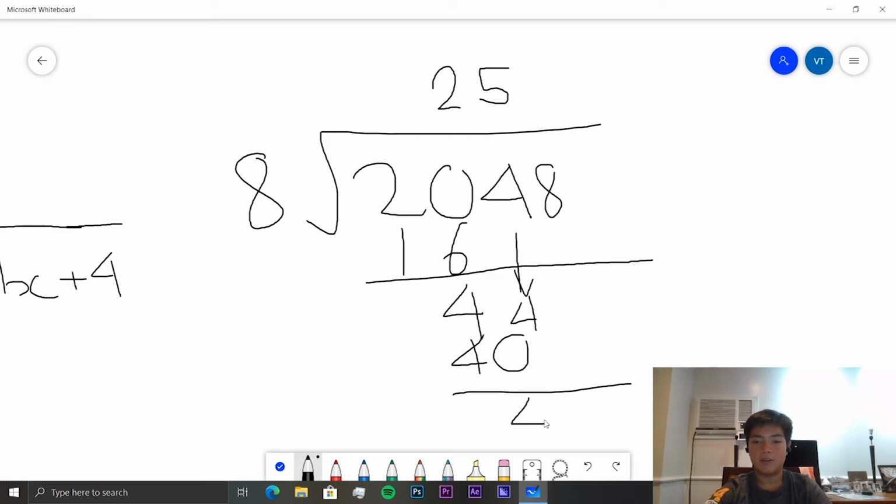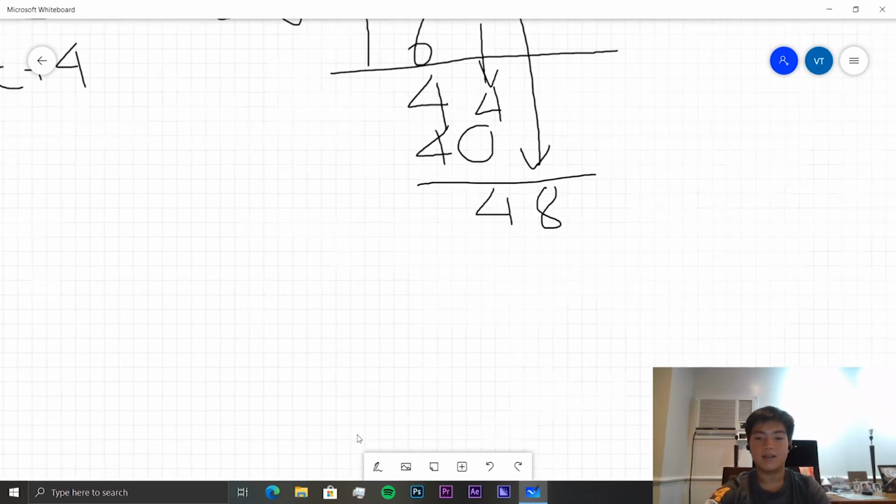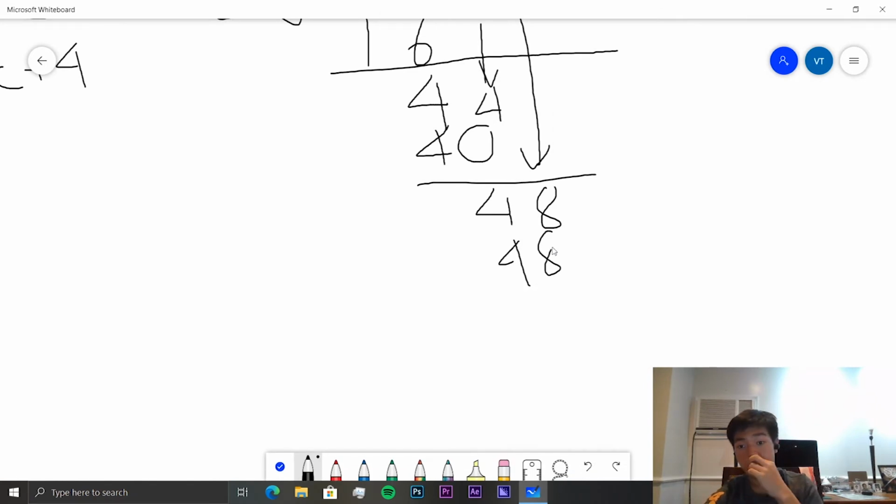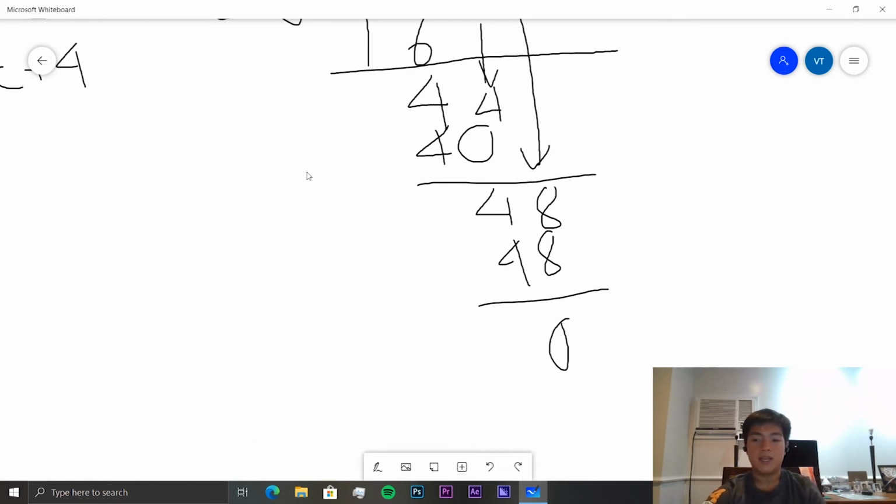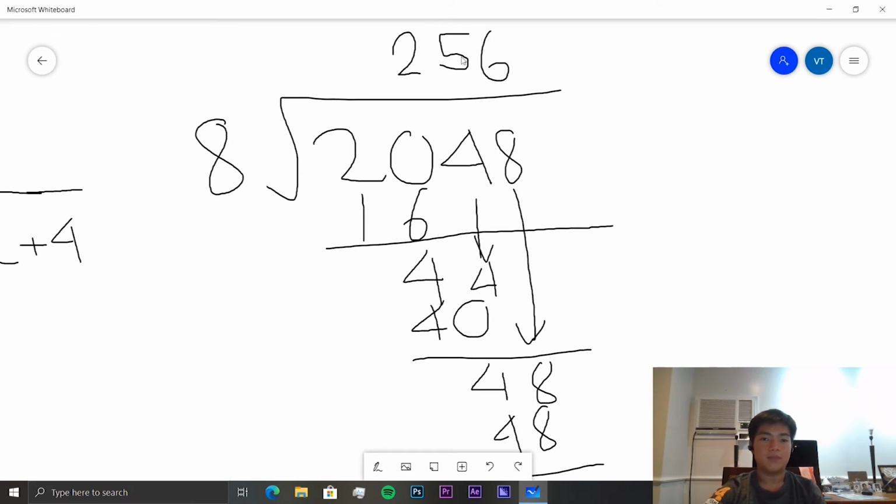And finally, we drop 4. Okay, does 8 go into 4? No, so we drop the 8. Does 8 go into 48? Yes, it's 6. So what's 6 times 8? 48. And so we're left with a remainder of 0. And that's how we divide 2048 by 8.